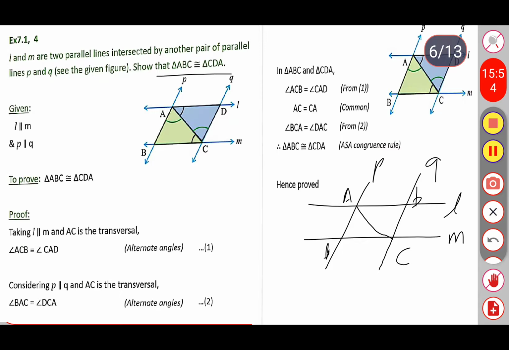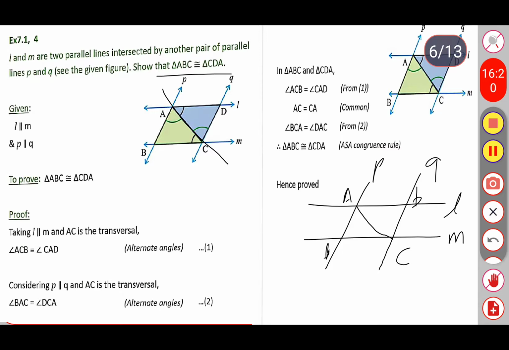With the help of the given figure, we can easily say that here AC is a transversal. So how can you define the transversal? The line which passes through the parallel lines is called a transversal. Here AC is the line which passes through the two parallel lines L and M. So therefore AC is a transversal.